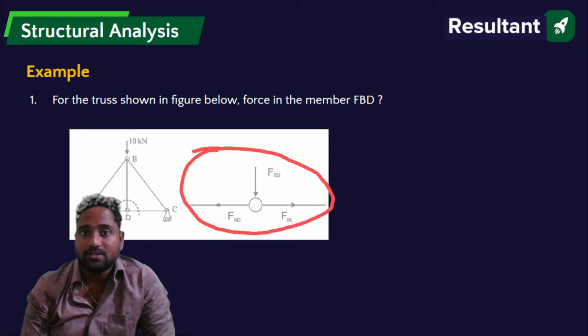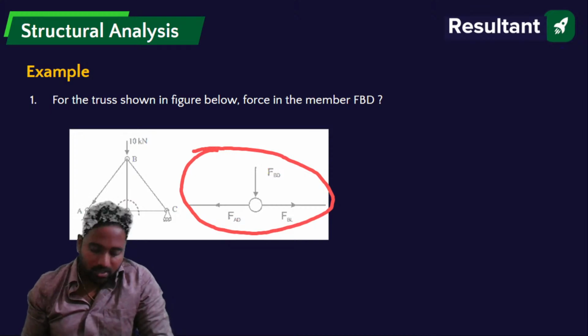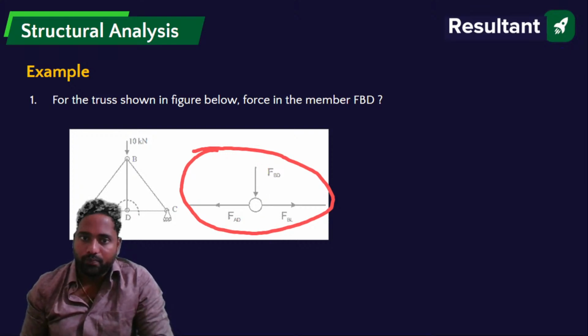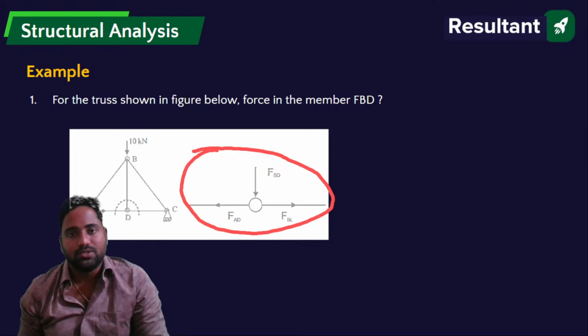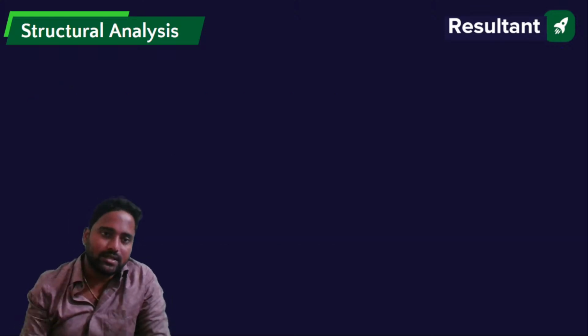Force in the third member is what? 0. So what I am saying is, three members are meeting at a joint, out of which these two are collinear. If these two are collinear, then there is no external force, and the force in the third member is 0. Directly by looking at the question itself, you can say three members are meeting, there is no external force here, so force in member BD equals 0. You can take this as a note point.